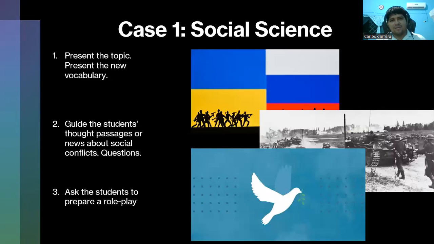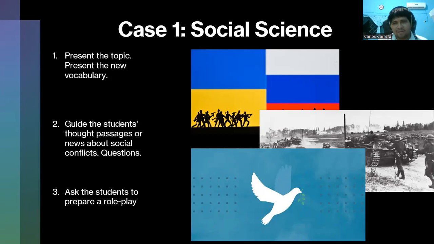So, how can we implement scaffolding in CLIL? Here are some cases. The first one is social science. For social science, we could present the topic and present new vocabulary, for example, the word covenant. Maybe they heard the word pact, but they do not understand the word covenant, which is also similar to pact.